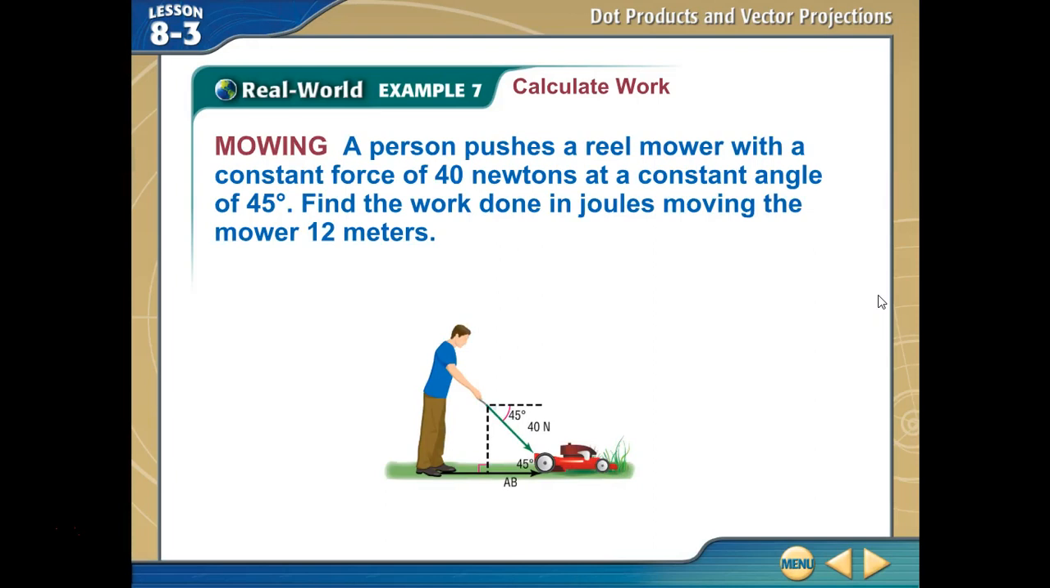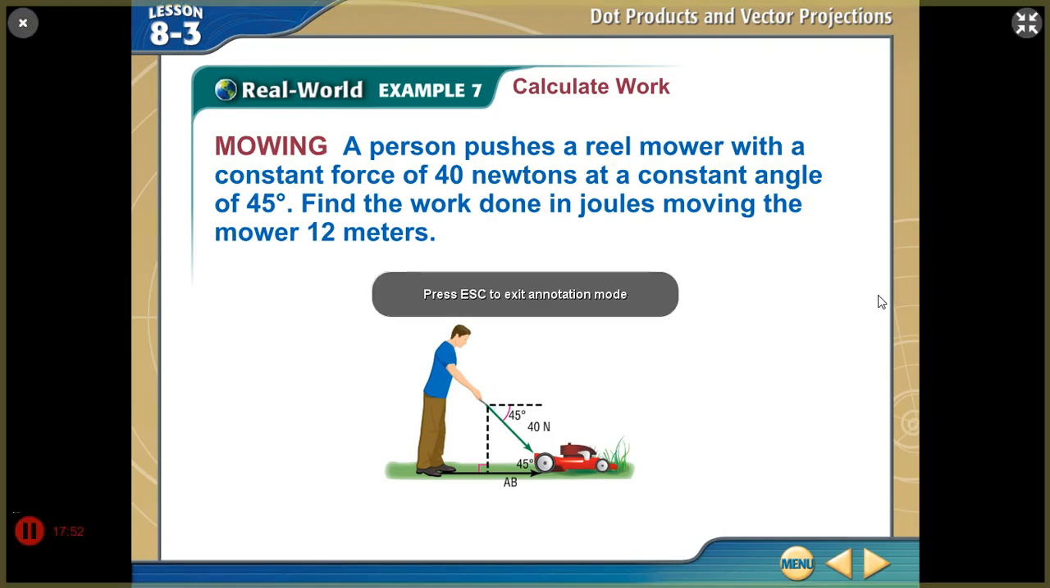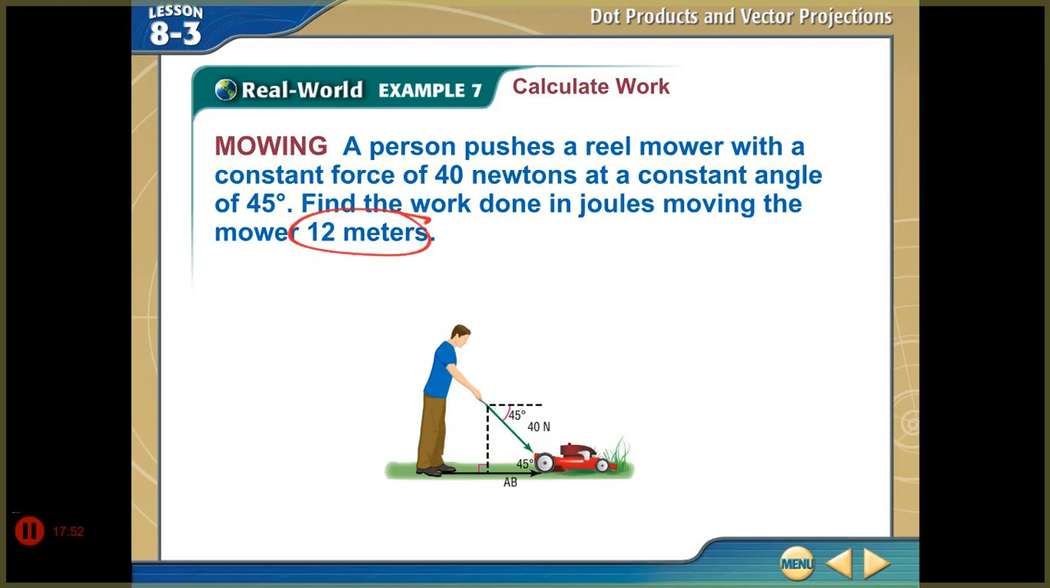All right. So I have a person pushing a mower, and I want to know the work done by moving 12 meters. So what we have is the 12 meters. That's going to be my distance. And then what I need to figure out is this 40 newtons. That's my force. Now I can't just take the 40 newtons and multiply it by 12, because the 40 newtons is in this direction, right? So we have the direction here going down.